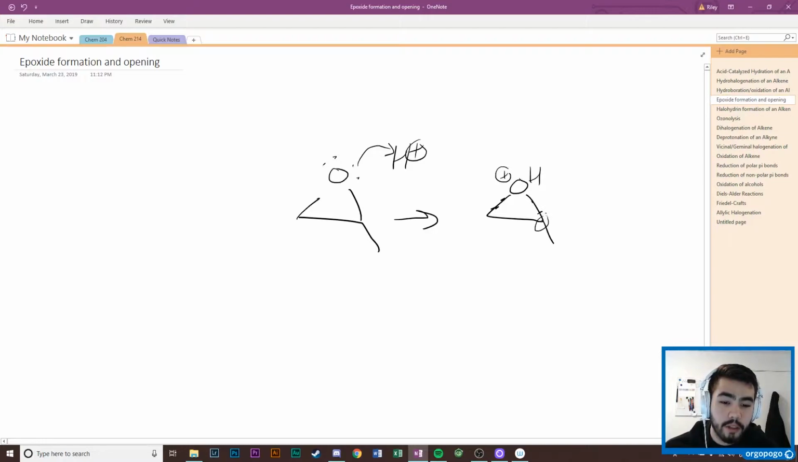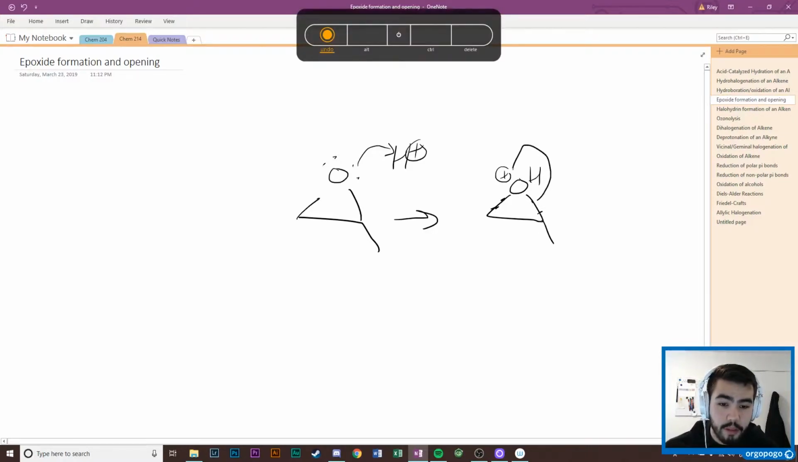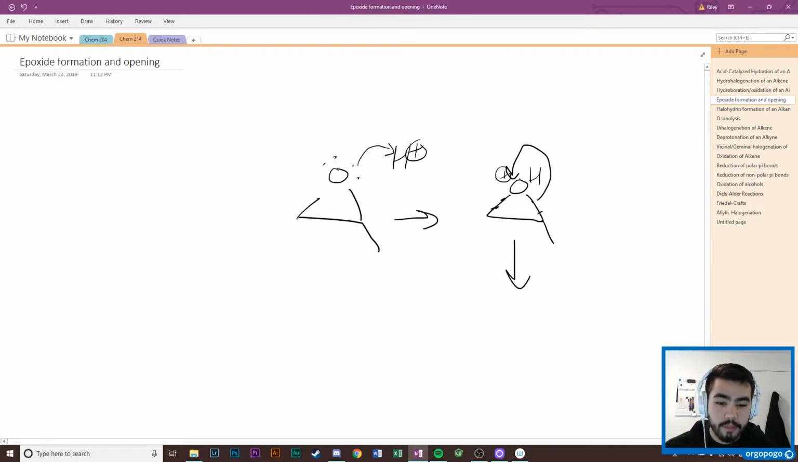So that's going to be right here. So we're going to break this bond, put it up on there. That'll give us a carbocation right here, and our alcohol on this side. And then your nucleophile will come in and open that.